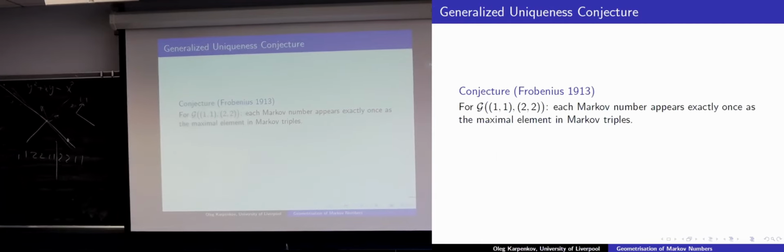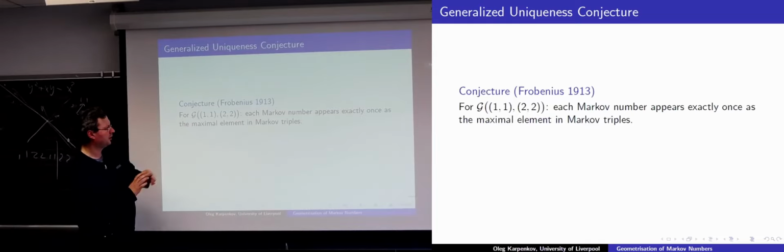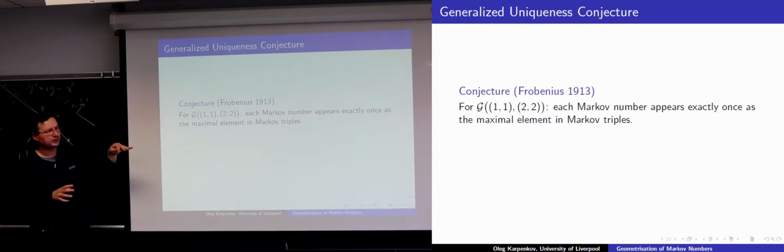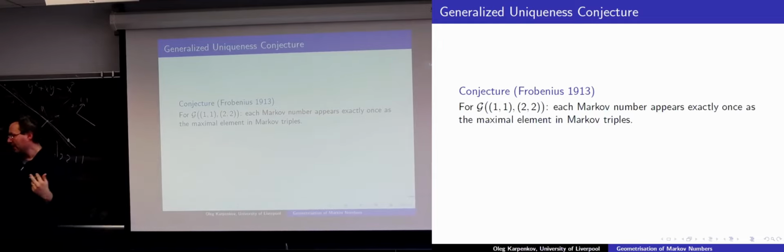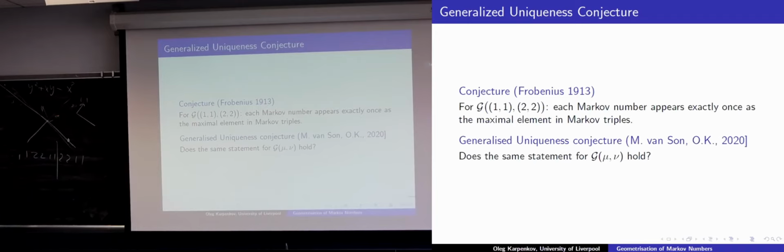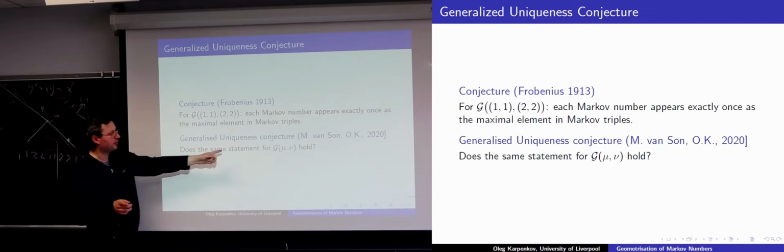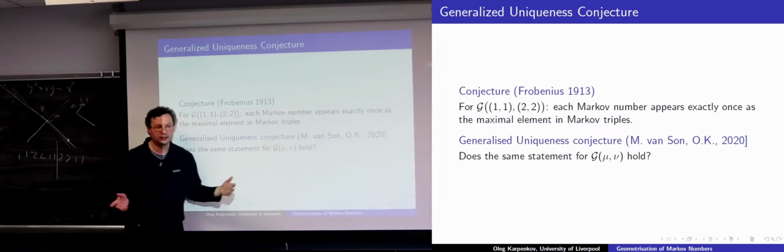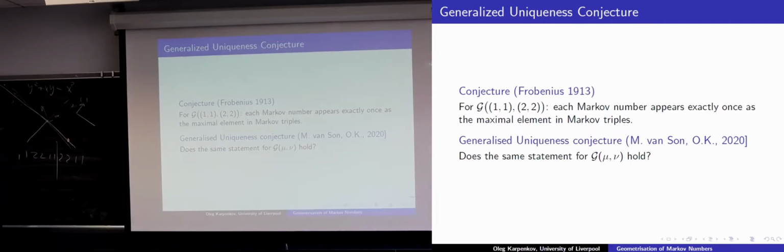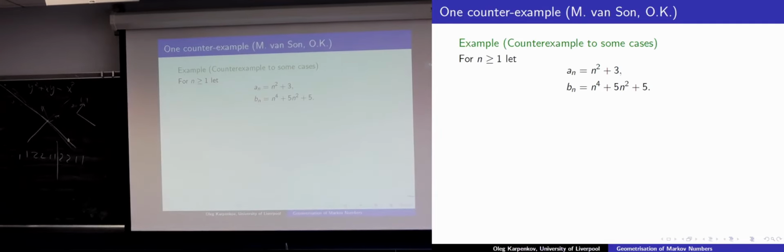Great. And now just to finish, I would like to talk about the generalized Markov conjecture. So the Markov uniqueness conjecture was saying that in the Markov tree for triples, you have only one maximum number. But we can ask, of course, this question for another sequence. And it turns out that there are counterexamples to that conjecture.